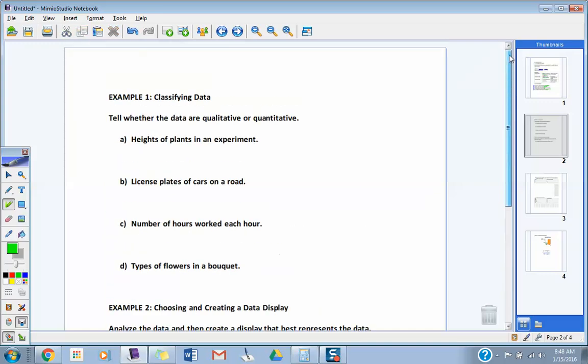Let's get going with some of the examples in terms of our goals that we want to accomplish. So example 1 says, hey, let's classify some data. We want to tell if something is either qualitative or quantitative. Okay, so I'm going to make the note right up here. Qualitative is either a label or an identification, and quantitative is something that you can either count or measure based on our definitions.